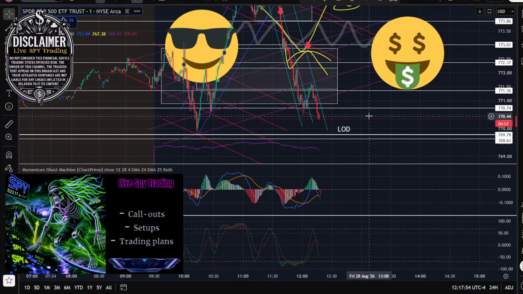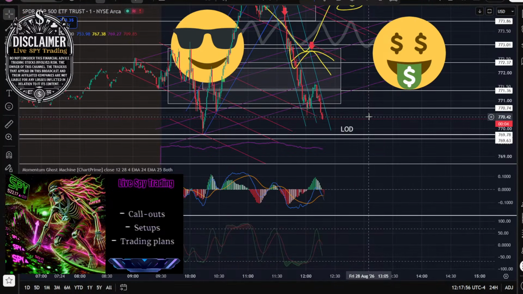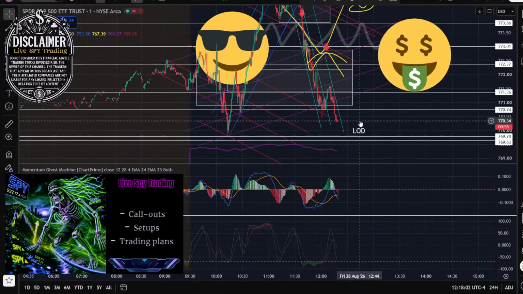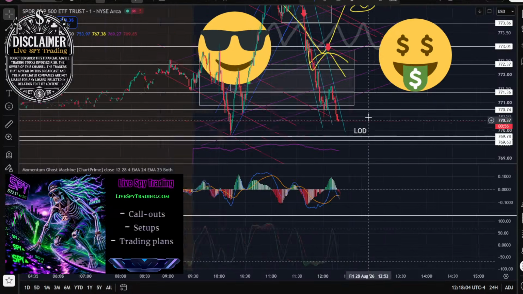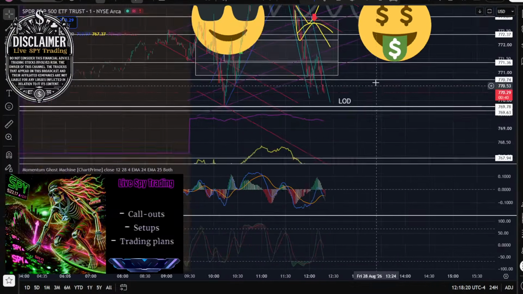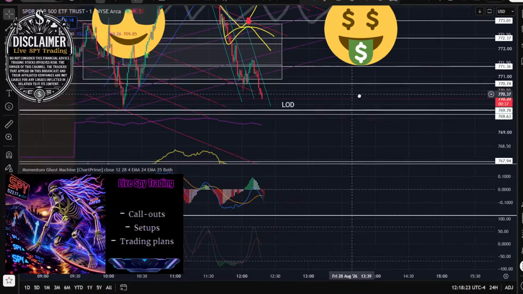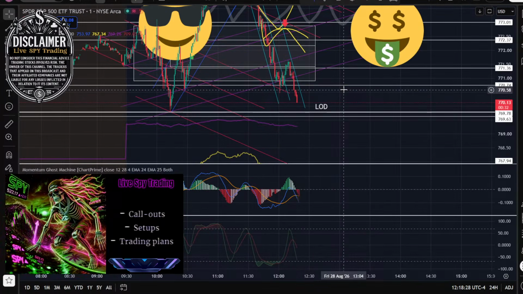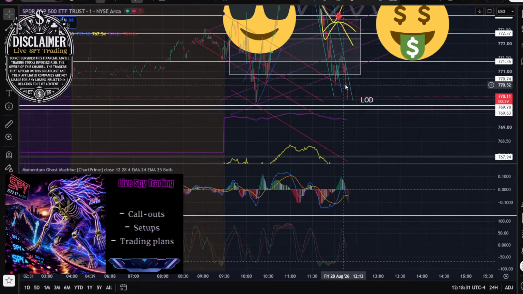Look at the money we just printed. It's actually too easy. Oh my goodness. We had a very good day. Look at the money we just printed right now. Oh my goodness.